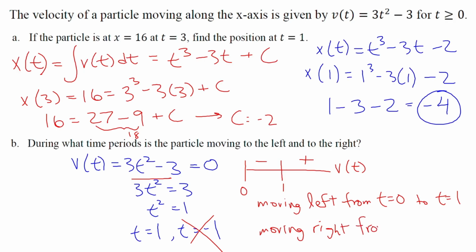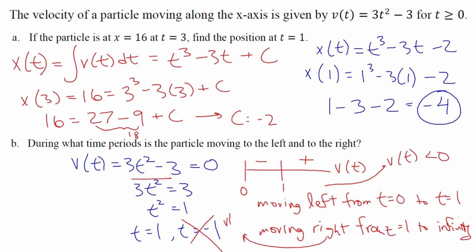from t equals 1 to, we'll just say, infinity. You could write them in intervals, right? 0 to 1 and 1 to infinity. That'd be fine as well. And our reasoning here is moving left, v of t less than 0. Moving right, v of t greater than 0.